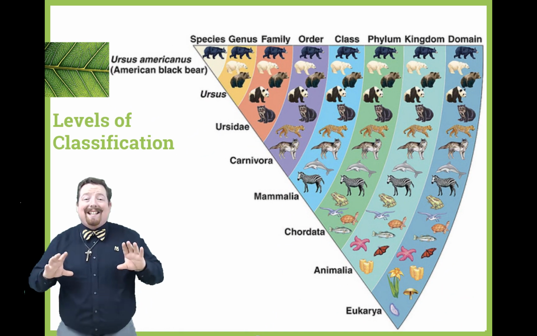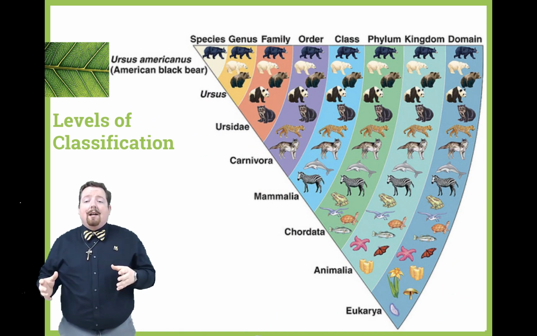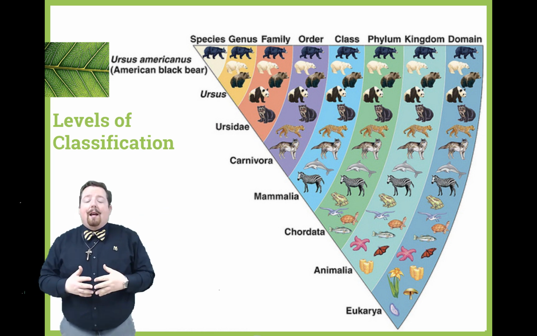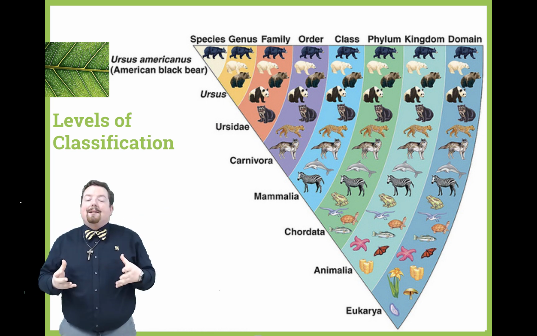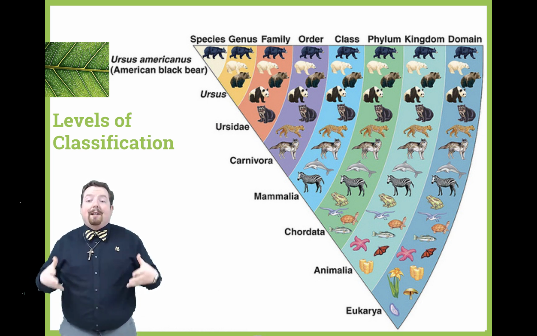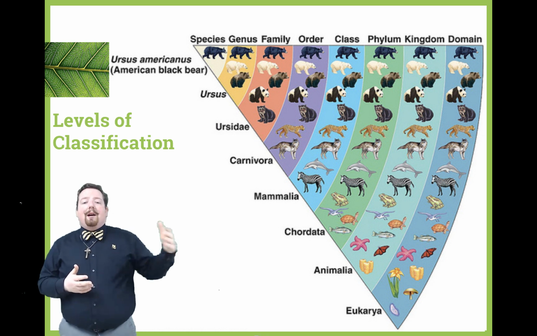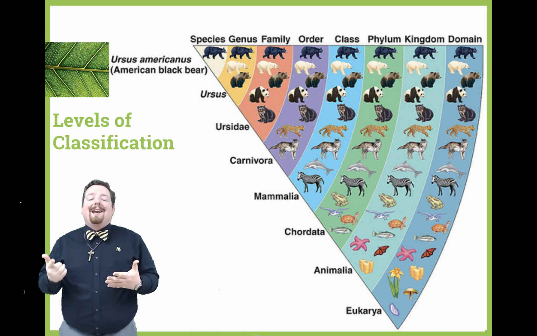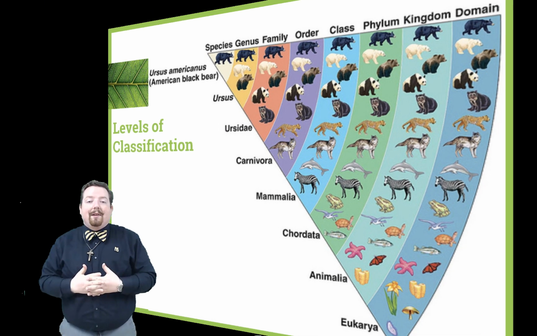There are 8 levels of classification. Starting with the biggest, all the way over here to the right, is the domain. There are only 3 domains that cover all living things. This is a pretty large group. In fact, it's the biggest group among all of the levels. As you go down, we have kingdom, phylum, class, order, family, genus, and species. Species is the smallest and most specific level of classification.